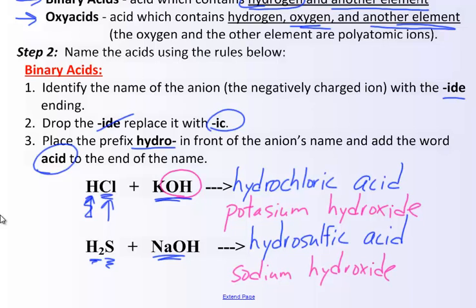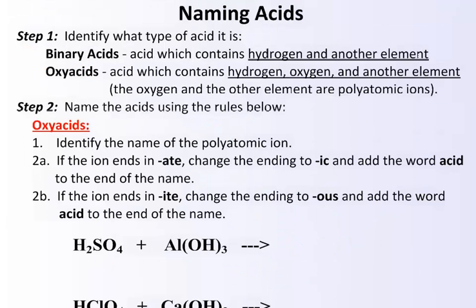Okay, let's move to our oxyacids. With an oxyacid, we are going to figure out the name of the polyatomic ion that is bonded to our hydrogen. So SO4 has the name of sulfate. Then using our step 2, if it ends in "ate," we're going to change it to "ic." So it is sulfate, and we're going to change it to sulfic. And then we are adding acid at the end.